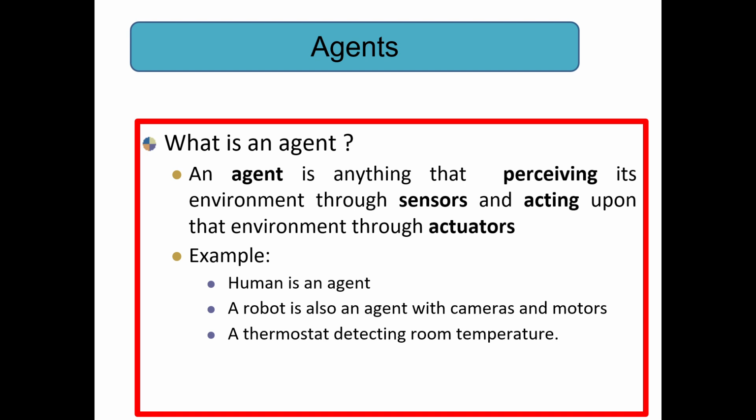What is an agent? An agent is anything that perceives its environment through sensors and acts upon the environment through actuators. Actually, it's a program that observes the environment and takes the necessary action. For example, a human is also an agent, a robot, a thermostat detecting room temperature, and a fire alarm. You can have agents in this kind of activity.